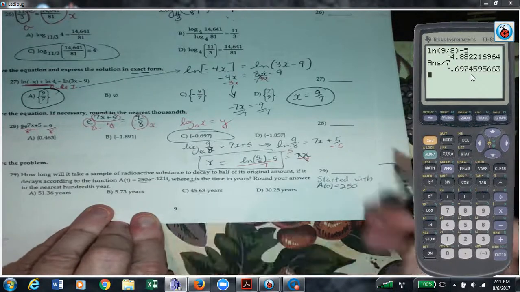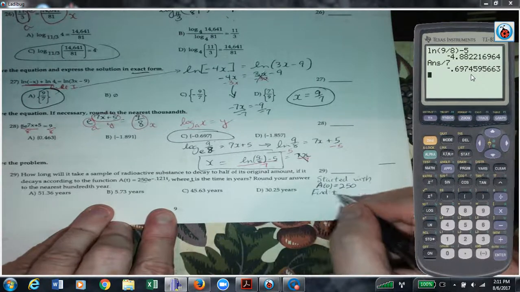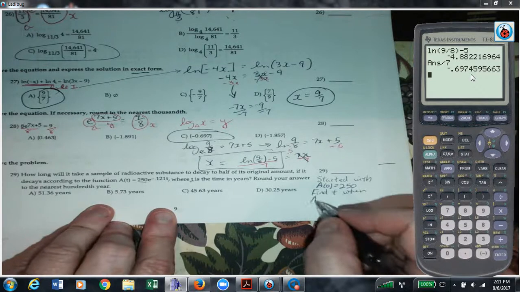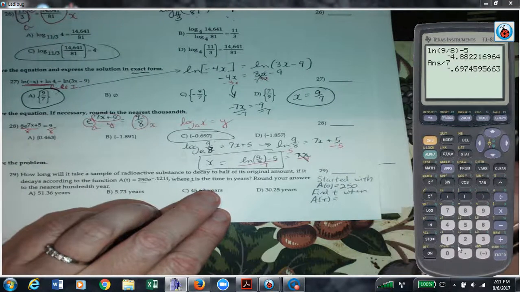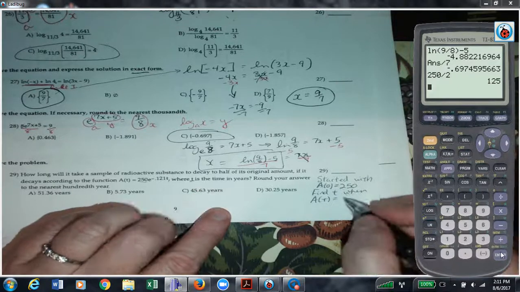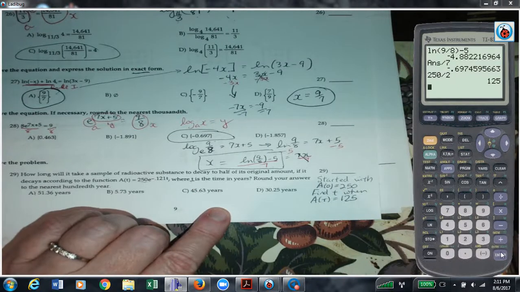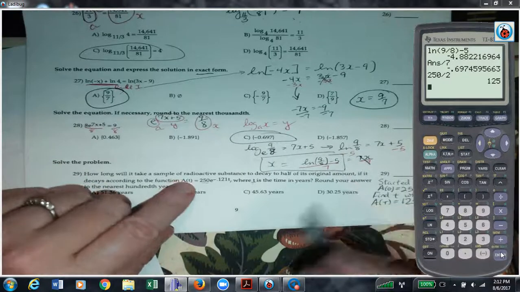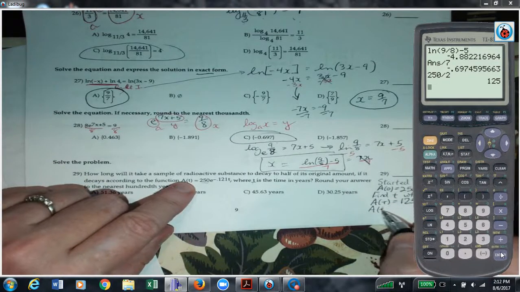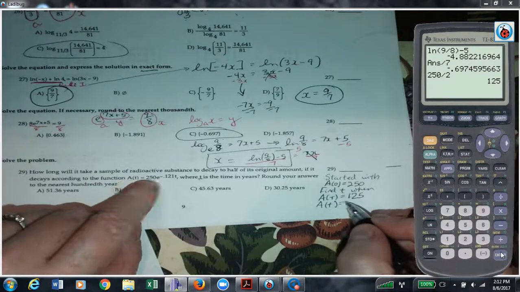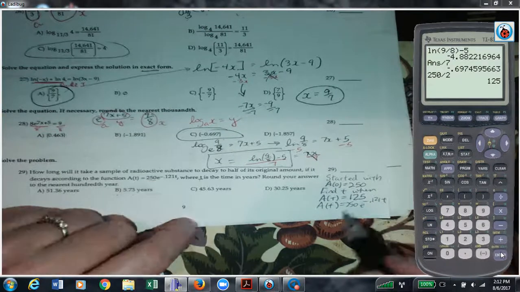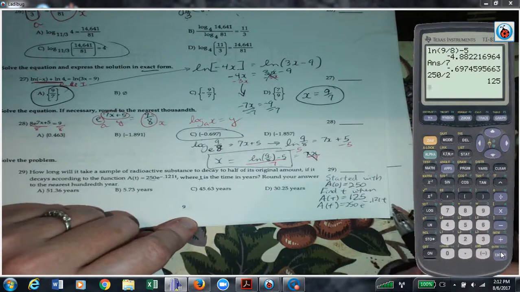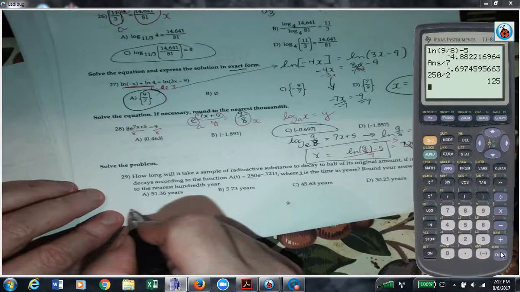So we want to find t when A of t is equal to half of 250. And what is 250 divided by 2? What's half of that? 125. But we have a formula for A of t. So you put these things equal to each other and solve for t. So I'm going to do that over here.